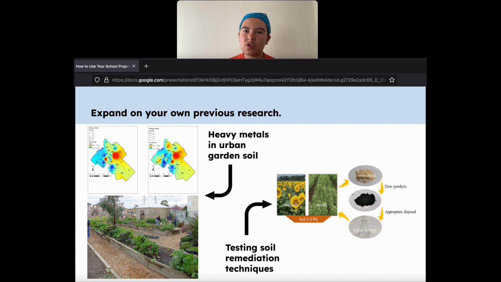could be going to the local urban gardens saying, hey, I just found this research. Maybe we can test your soil and we can test some remediation techniques. How can we get these heavy metals out? And then you could write up your findings on how it was to actually work with these groups. So in that way, you can expand on your previous research and take it to the next level, and not just stop when the class stops.